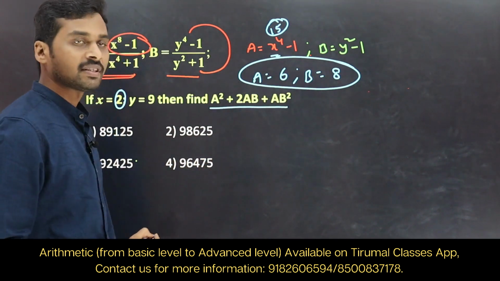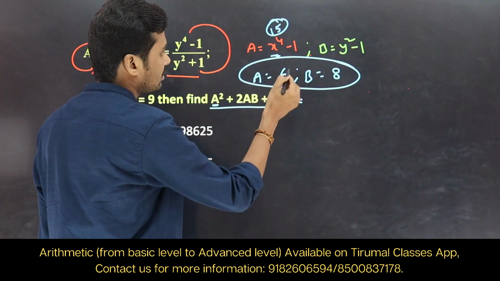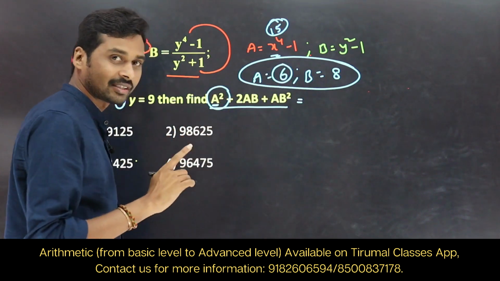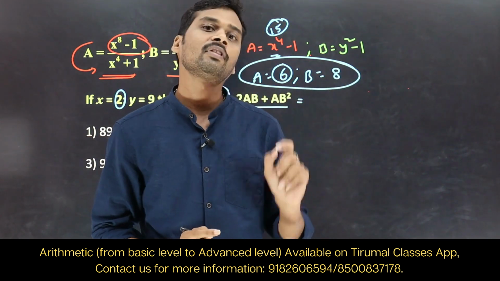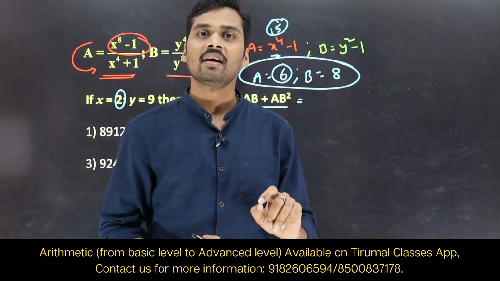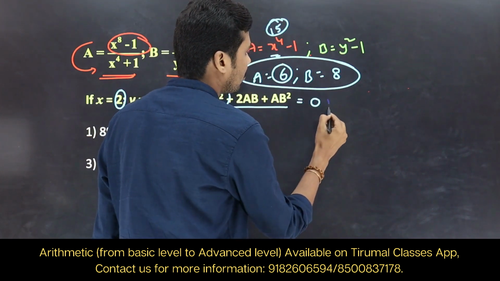Now we have to find out the value of a square plus 2ab plus b square. A square value means a square is 36. A value is 6. 6 square is 36. The digit sum of 36 is 3 plus 6, 9 or 0. Both are same, right? So I'll put the value 0 over here.